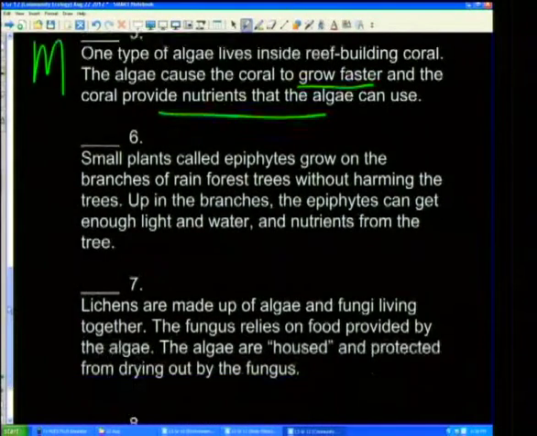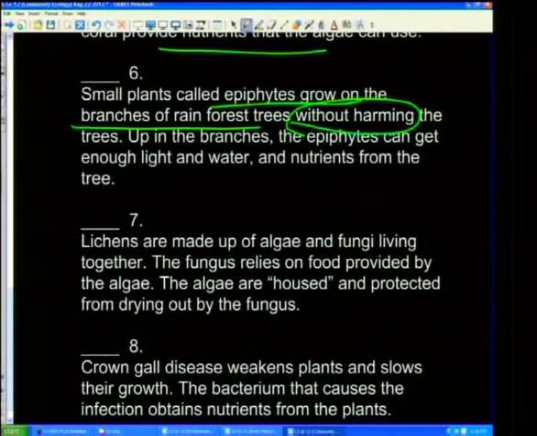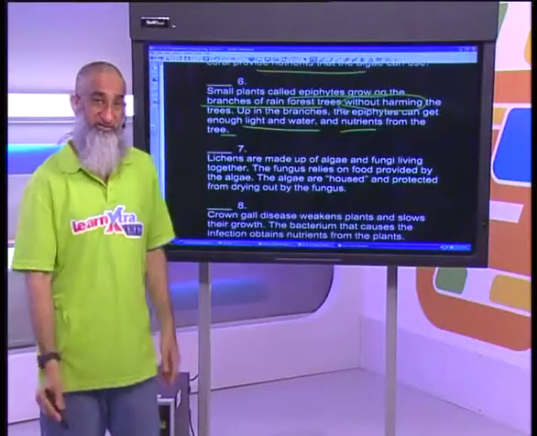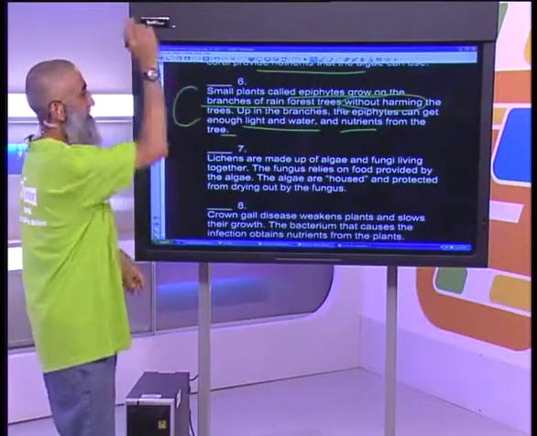Mutualism. Small plants called epiphytes grow on the branches of rainforest trees without harming them. Up in the branches, the epiphytes can get enough light and water and nutrients from the tree. The tree gets no benefit from the epiphytes, so neither harmed nor benefiting. Commensalism.